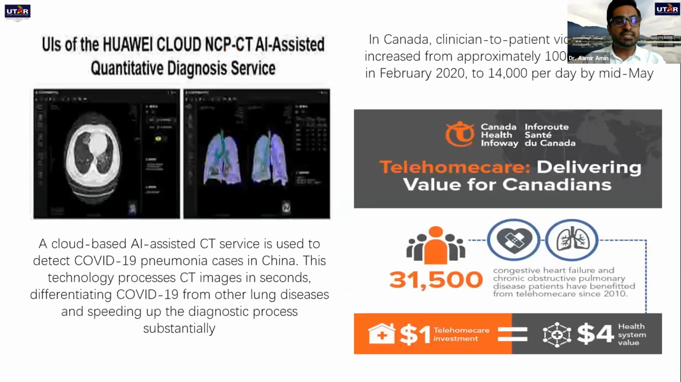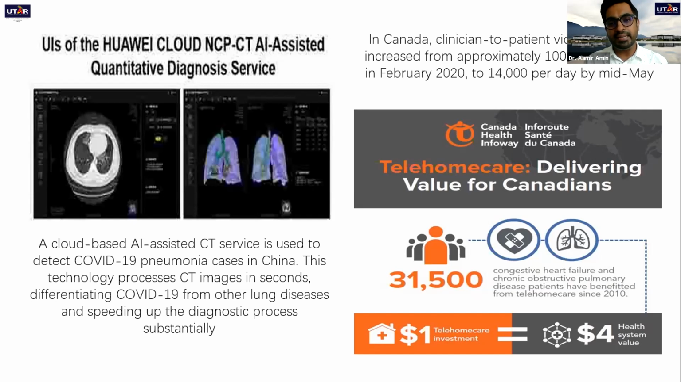Now, for example, if we can see here, HUAWEI has come up with a cloud-assisted and AI-assisted quantitative diagnosis service. What happens is, if you have pneumonia kind of problems or lung issues, you can send your CT images, and the technology can process CT images in seconds and differentiate COVID-19 from other lung diseases. So imagine you don't have to even go to the doctor. You get the CT scan, you send it to those cloud-based services, and they will quickly tell you whether you have any disease or not.